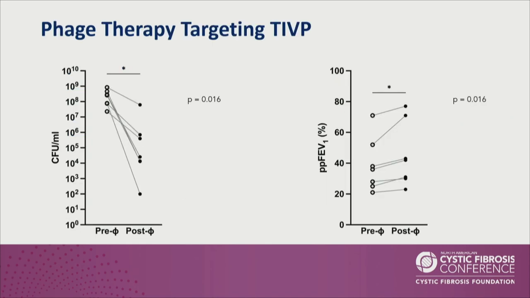First we want to assure you that targeting the type 4 pilus is still highly effective at killing the bacteria. For the patients that received type 4 pilus treatment, 7 out of the 9 patients received some form of type 4 pilus phage therapy. You can see a decrease in Pseudomonas CFUs by a 4-log reduction after therapy. We also observed an improvement in their lung function, measured by percent predicted FEV1, with a mean of 6%.